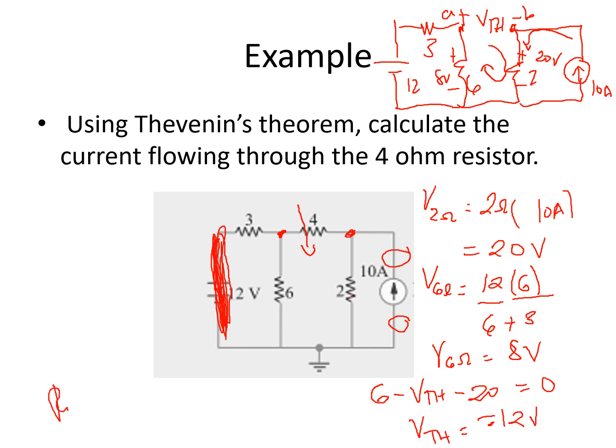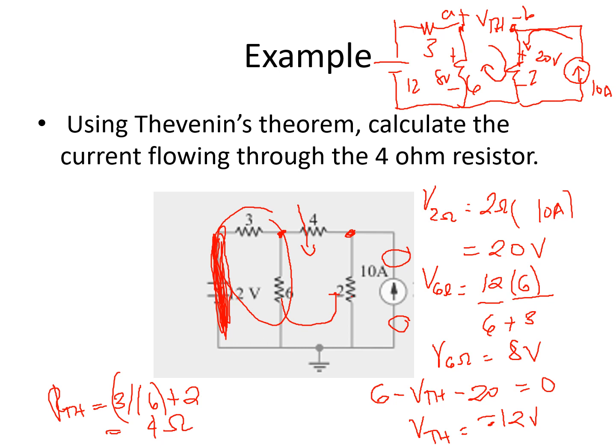So solving for RTH, this is 3 parallel 6, and the parallel combination of 3 and 6 is in series with your 2. So we have here plus 2. So 3 parallel 6 is 2, plus 2. We have your RTH, which is equivalent to 4 ohms.